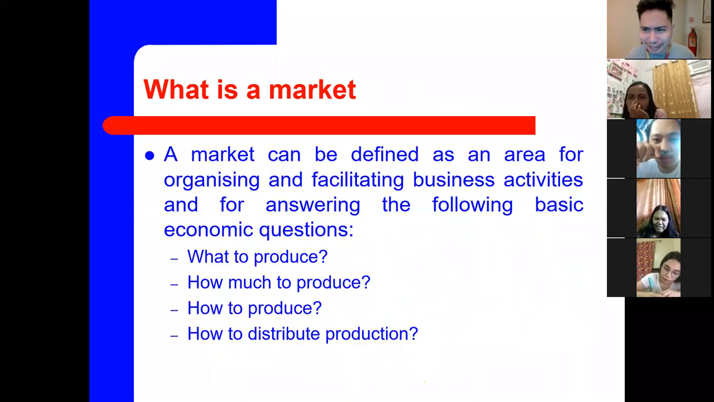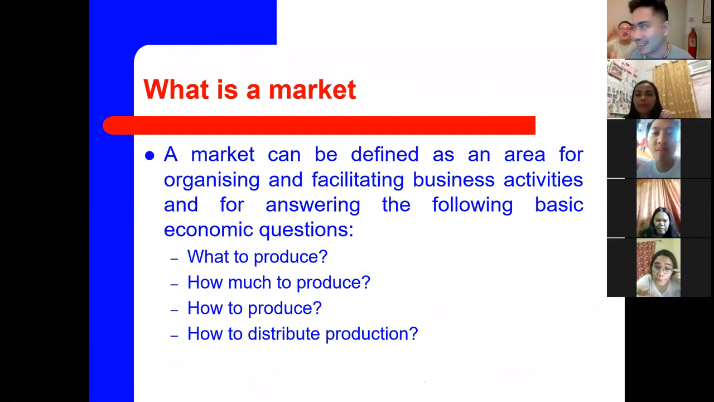Okay, kabalo naman sa market, of course? A market is a group of potential buyers with three characteristics.